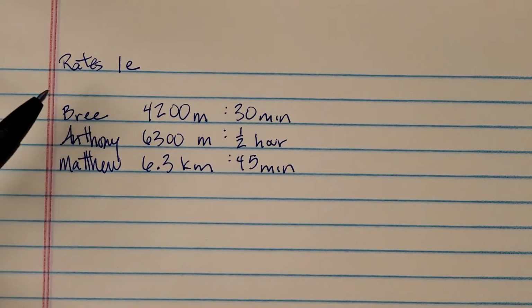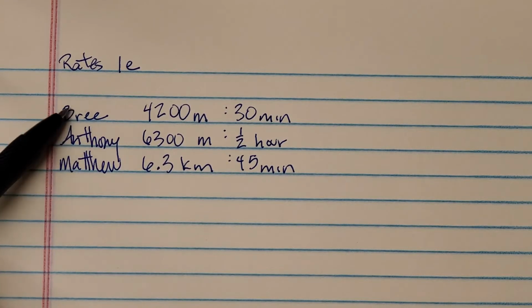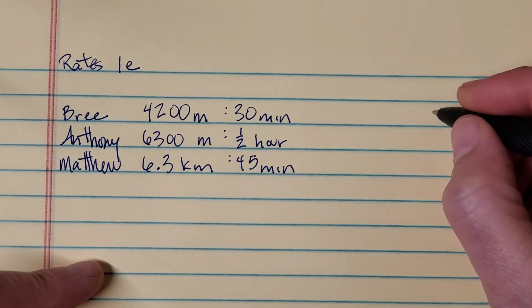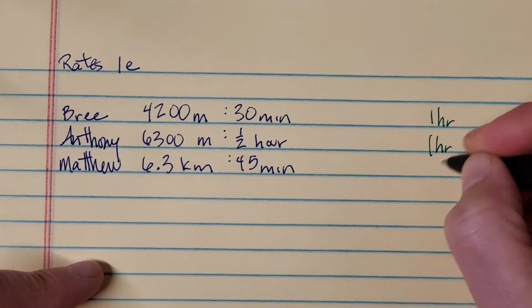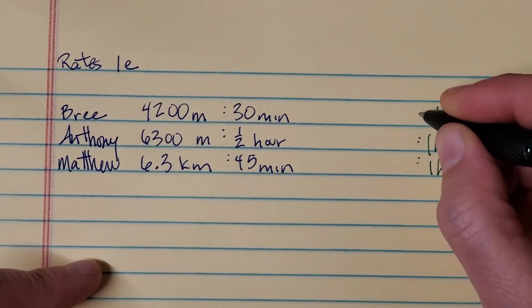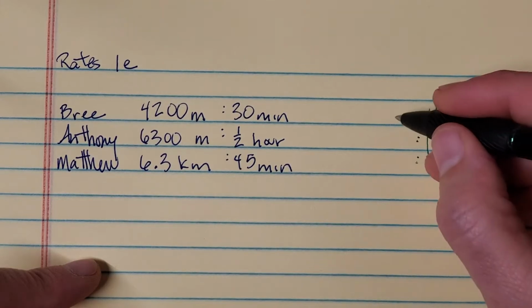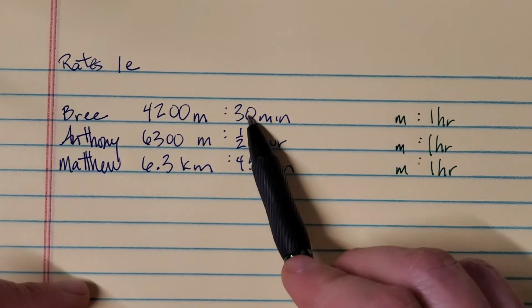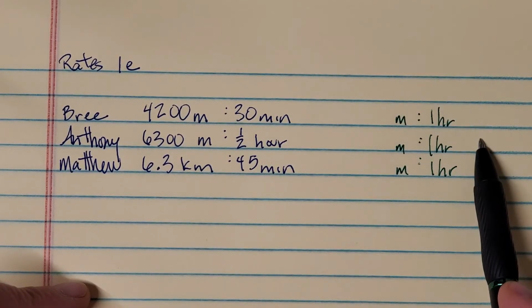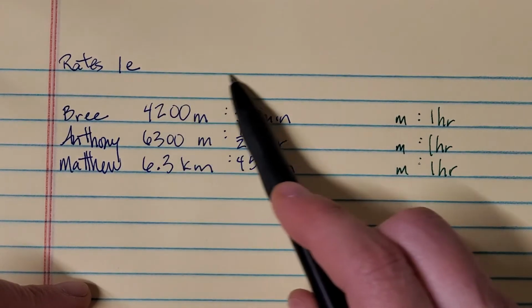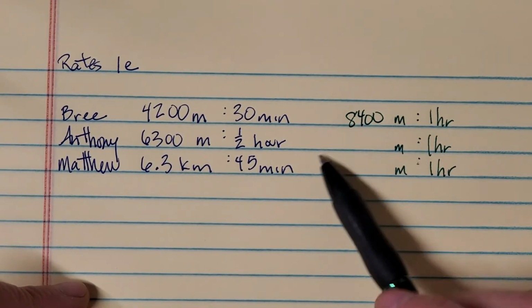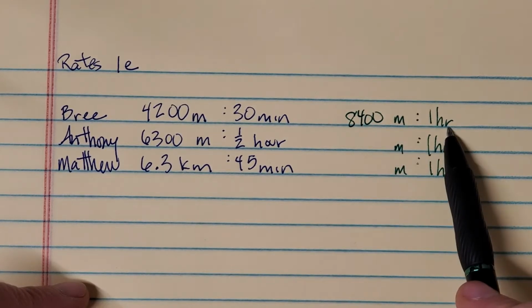So what was the rate for each of them? So remember the rate, we're supposed to try to find the per one. So my suggestion here would be to make this per hour. 1 hour, 1 hour, 1 hour. And if we make them all in meters, that could help. So how do we get from 30 minutes to an hour? Yeah, times by 2. 4,200 times 2, 8,400. So she could run 8,400 meters in an hour.